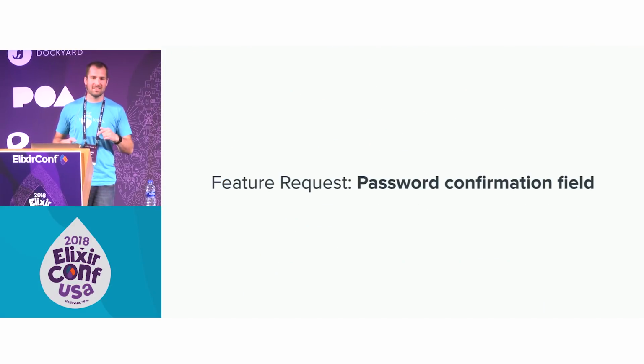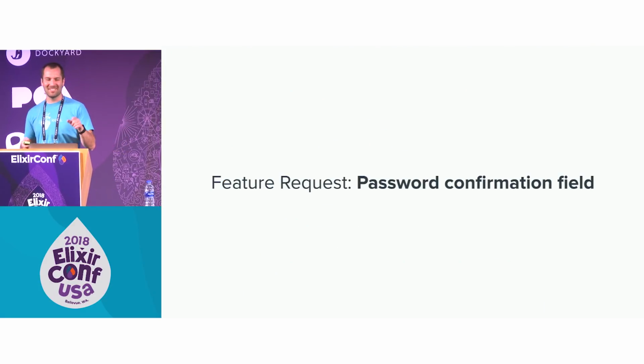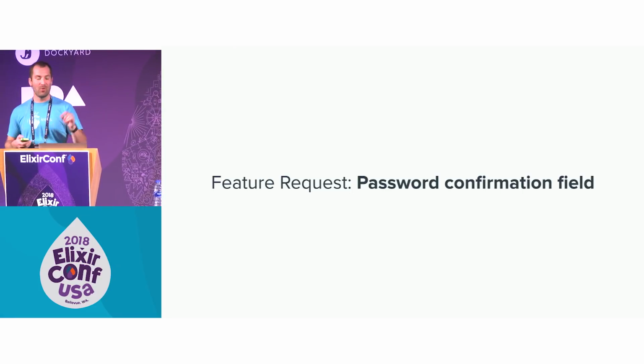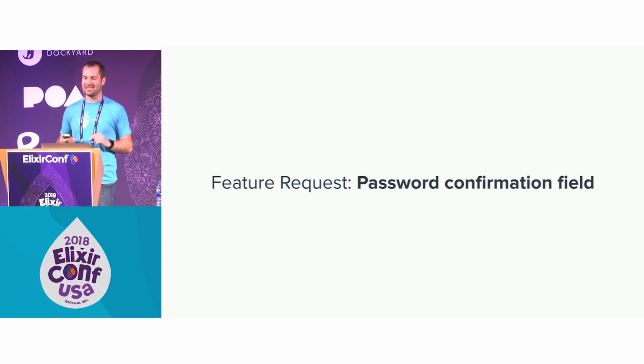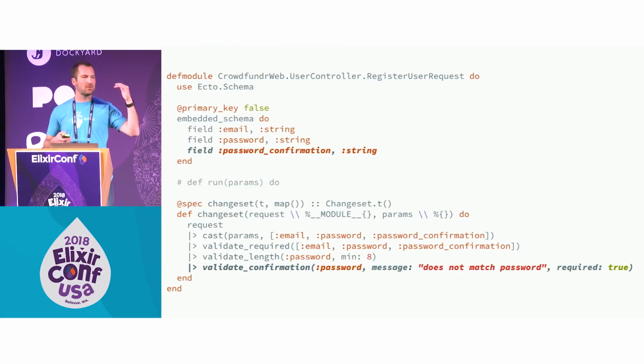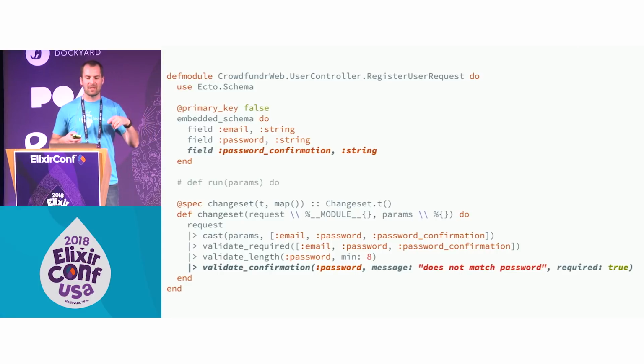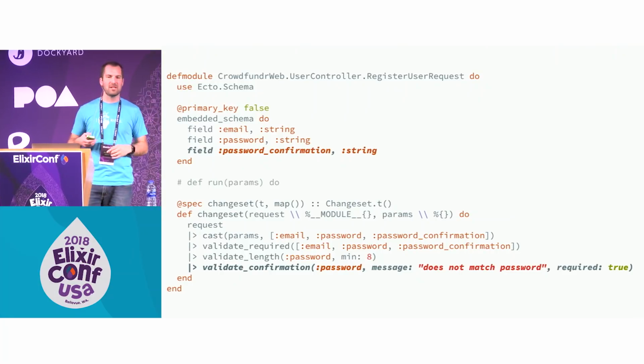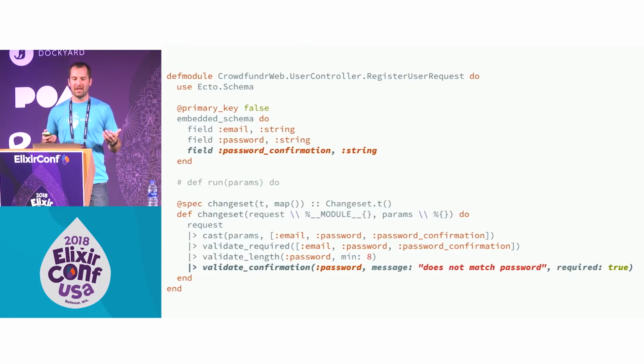And now we have a conveniently timed feature request. This feature request is for, hey, let's add password confirmation to the web app. Well, now that we have this, it's really easy. In fact, it's only 2 lines of code. All we do is put the field for the password confirmation in our embedded schema, and then the validates confirmation line down below, and we're set.